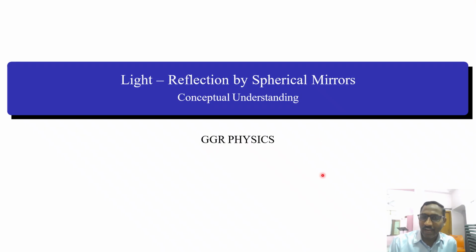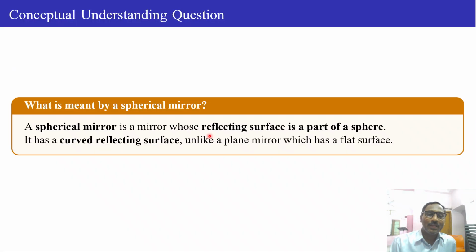Can you say once again? Reflection by spherical mirrors. Conceptual understanding. So what is meant by a spherical mirror? A spherical mirror is a mirror whose reflecting surface is a part of a sphere.